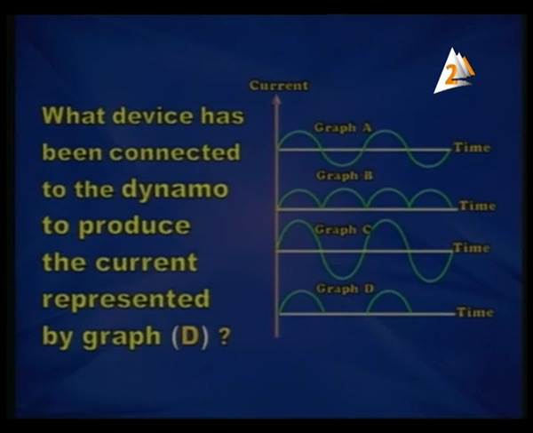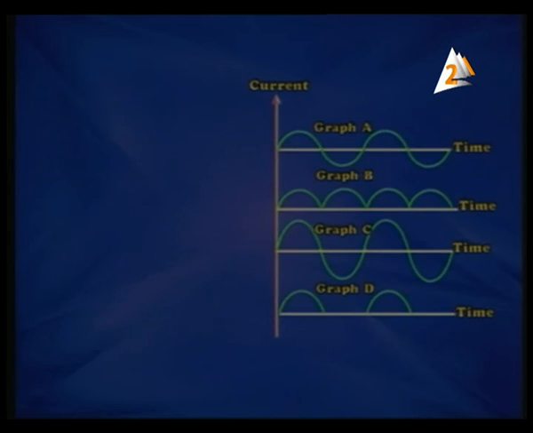What device has been connected to the dynamo to produce the current represented by graph D? It's all easy. It is half-wave rectification. So we used the diode, PN junction diode.